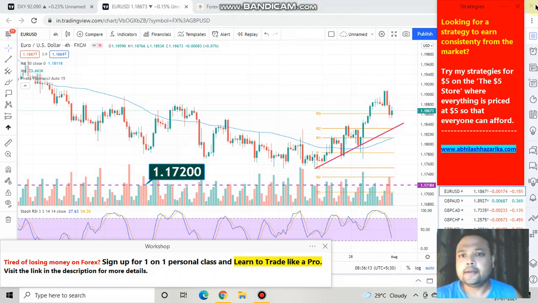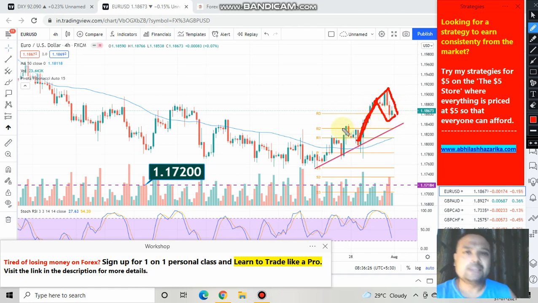On the other hand, you can also draw a flag pattern like this. See, this is a flag pattern. A flag pattern is generally a bullish pattern. We draw a flag pattern whenever the market goes up, takes rest, and goes up again.